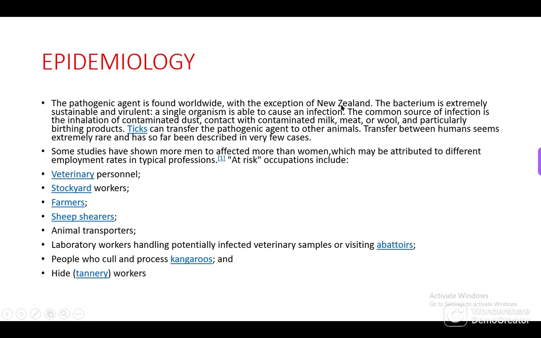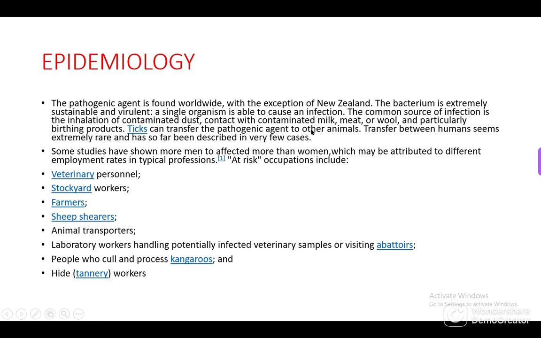Secondly, zoonotic diseases are not very common in this country because of the very good veterinary services given by the government of New Zealand. The bacterium is extremely sustainable and virulent. If it is positive, then a single organism is able to cause an infection, just like mycobacteria. Only one or two organisms are sufficient to cause infection. The infective dose is very, very low.